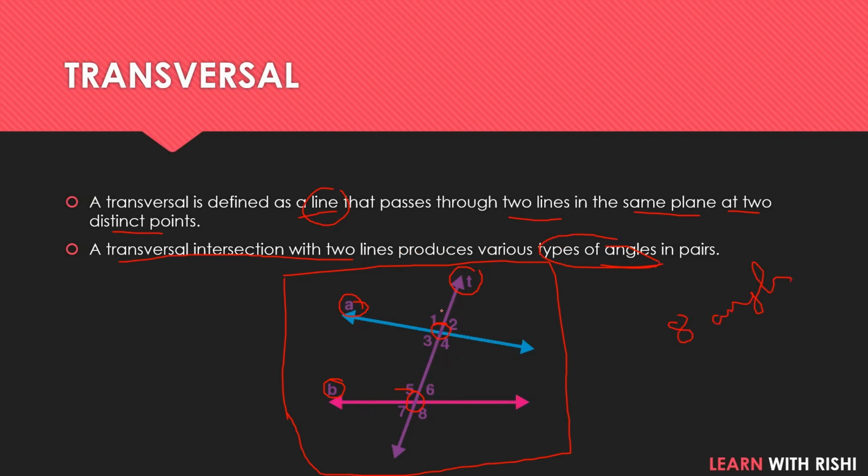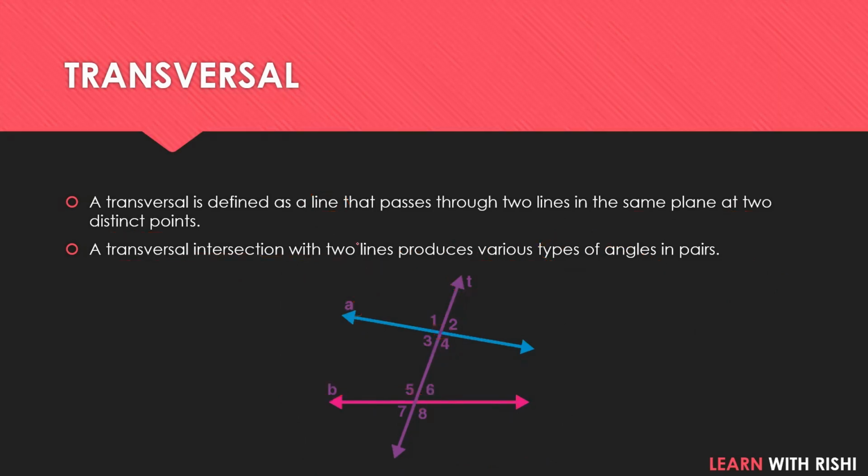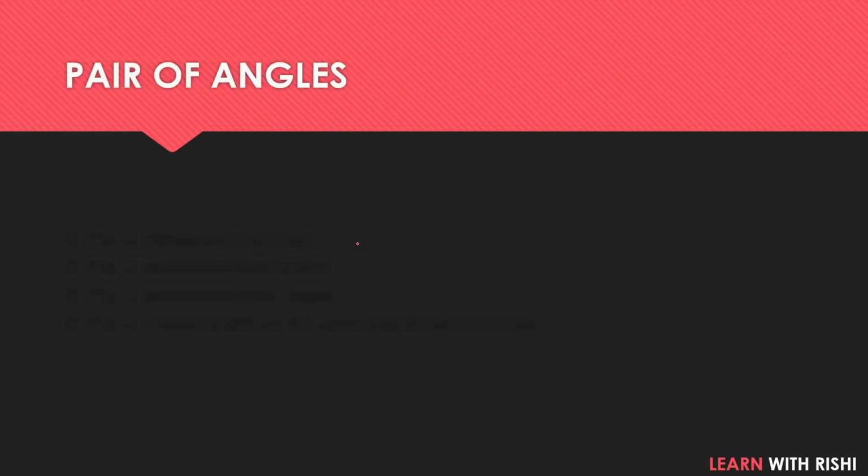As you can see here, angle 1, 2, 3, 4, 5, 6, 7, 8. Now we are going to study about these types of angles in detail. Pair of angles. Now these 8 angles which are formed, we divide into 4 pairs.